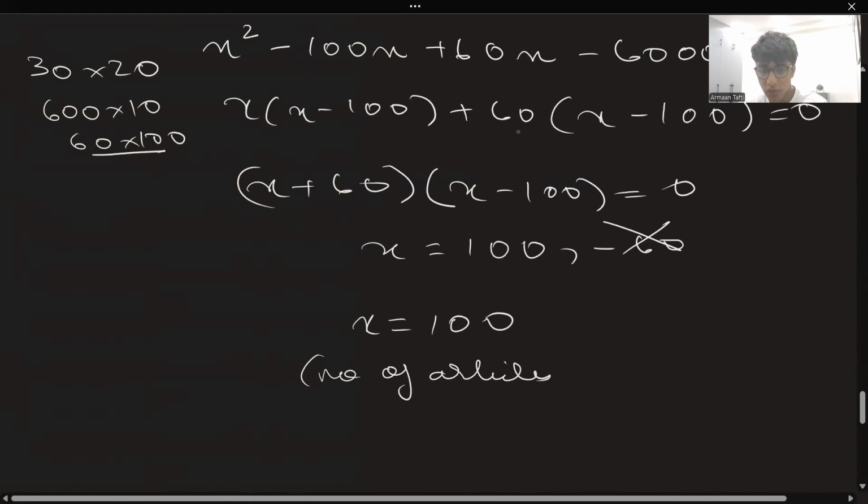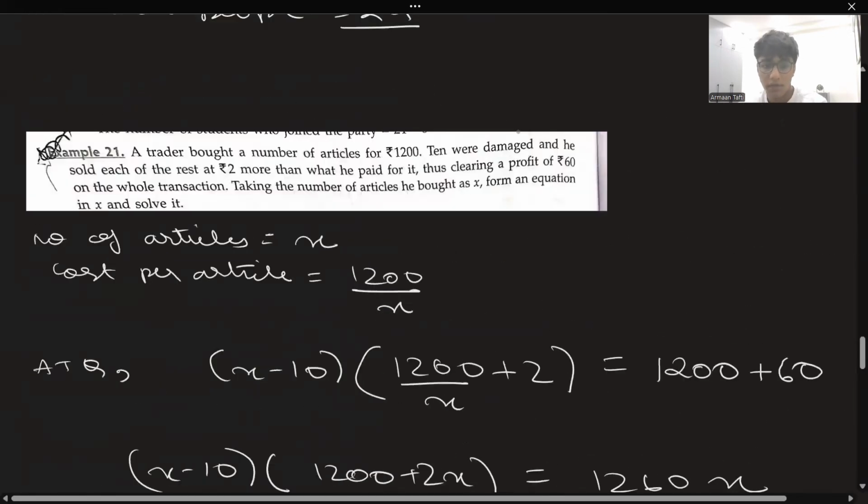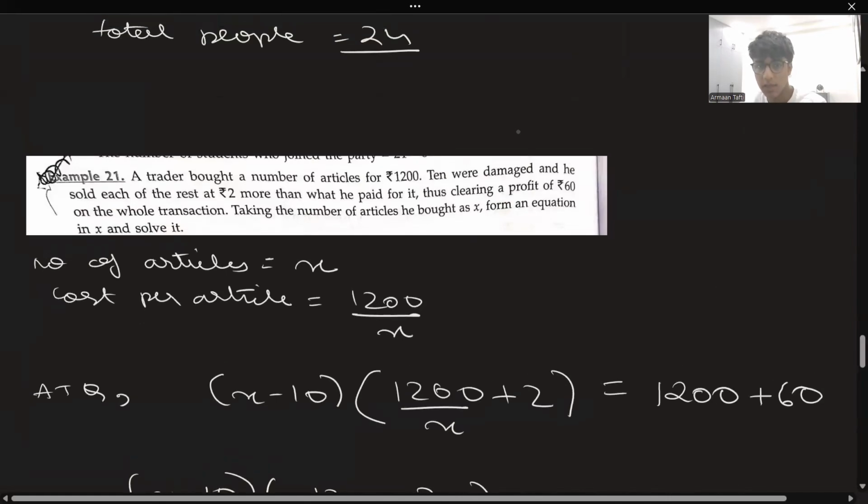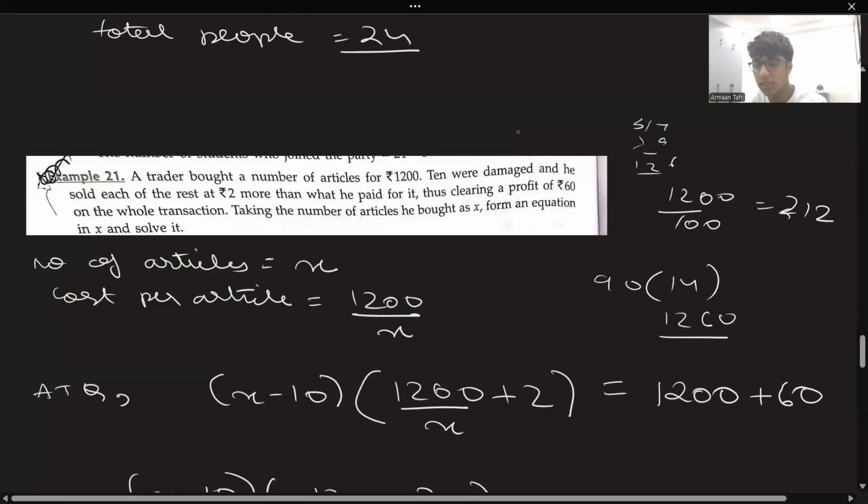Now let's verify if what we have solved is correct. So we got x as 100, right? He bought a number of articles for 1200. That means he's paying 1200 divided by 100 because the number of articles is 100. So he's paying rupees 12 per article. 10 were damaged, so he's left with 100 minus 10, which is 90. And he sold the rest at 2 more than what he paid for it. So 90 times 14, which is 14 times 9 is 126, so that's 1260, which is exactly what we needed because he cleared a profit of 60 rupees.